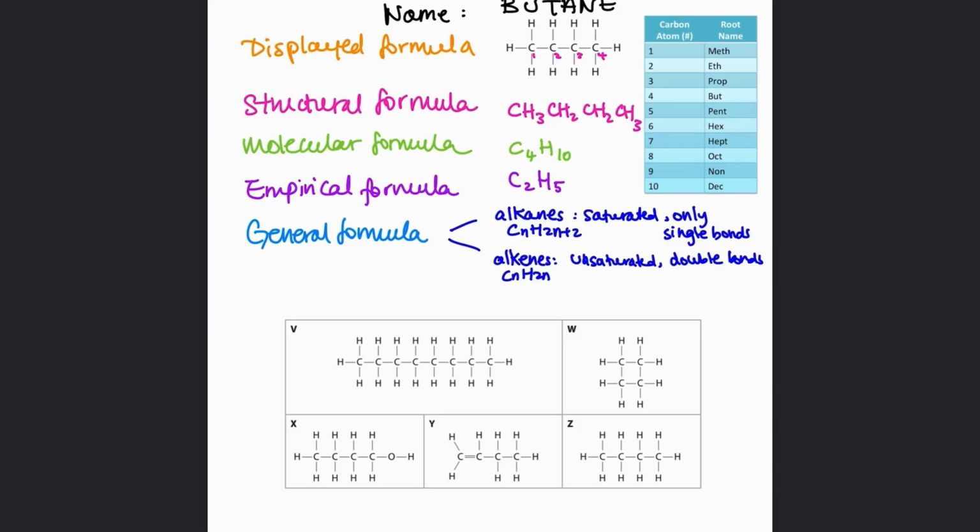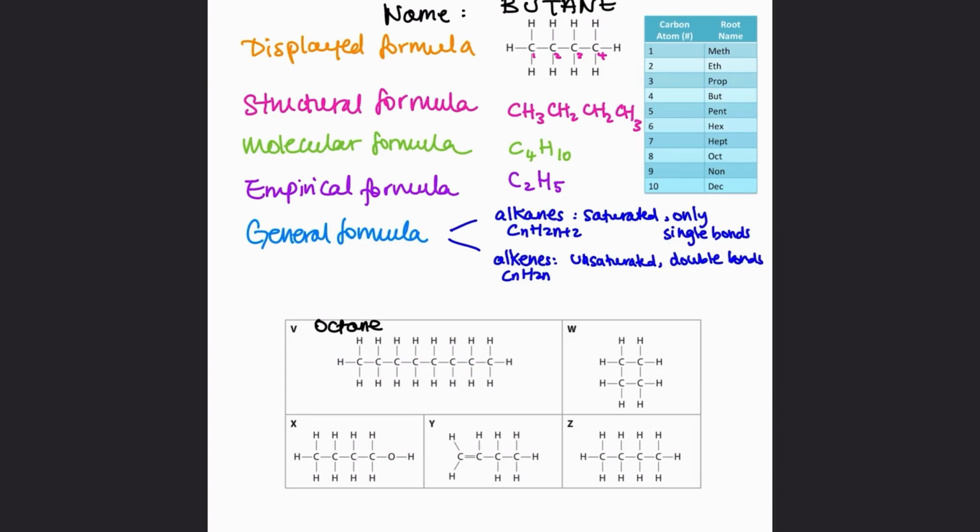So starting with V. For V, the name, when you name something, you do two things. Number one, how many carbons does it have? Because that tells you, is it meth or eth and prop and so on. The second question is an alkane or an alkene? So for V, I'm just seeing single bonds, right? So therefore it's an alkane. And since there's 8 carbons, I've counted them, that will be octane. Octane, nice and simple.